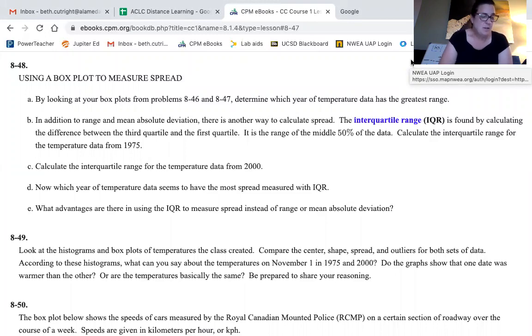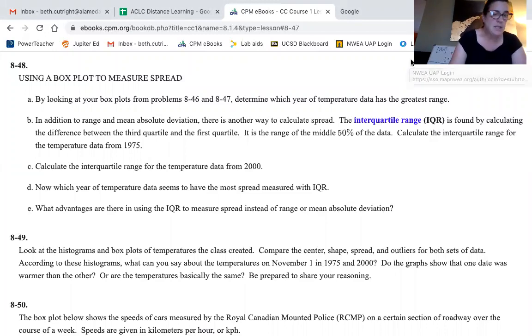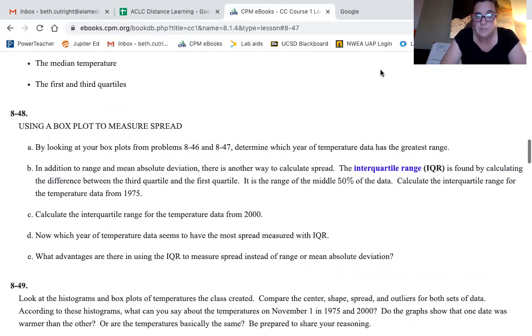We're working only on two problems today, 48 and 49. We're going to be using the temperature data from the climate change problems earlier in this section. We're going to look at the box plots and see if we can tell if there's a difference between 1975 and 2000. Looking at your box plots from problems 846 and 847, determine which year of temperature data has the greatest range.